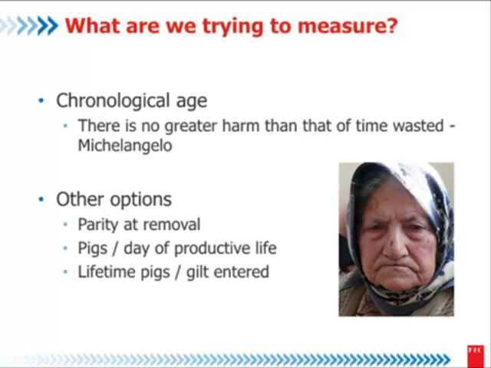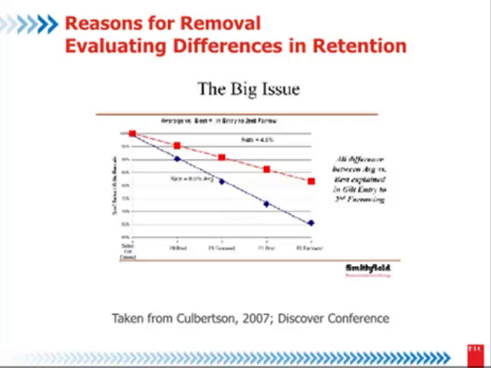So typically we try and move past that to some more tangible metrics around the overall herd life efficiency, things like parity at removal or moving towards pigs per day of productive life, or ultimately even lifetime pigs produced per gilt entered into the GDU. Back in 2007, while I was at Smithfield, I had the opportunity to work with a group that was looking at some different causes of variation or what was driving some of this difference in herd life. And really as a starting point, I want to try and frame up the discussion a bit with what we're trying to look at here today.